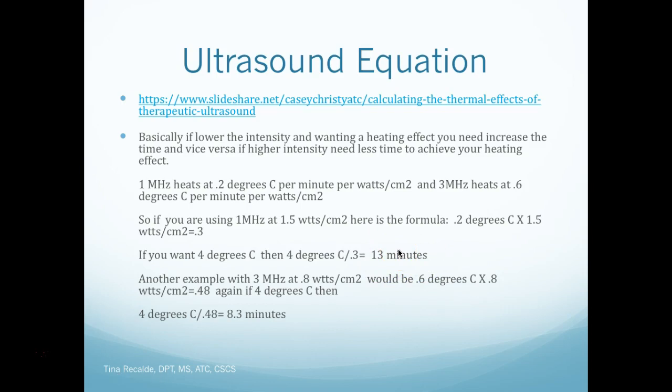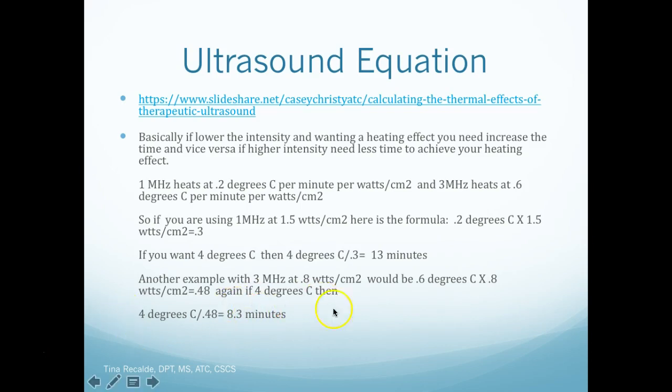And then another example would be using that more superficial frequency of 3 megahertz, and let's say you're setting it at 0.8 watts per centimeter squared, which is the pretty average parameters for that. You have that 0.6 degrees Celsius times 0.8 watts per centimeter squared, you're going to get 0.48, so then you're going to divide that into 4 degrees, and it would take you a little over 8 minutes. Which is pretty normal. I think we tend to do that.